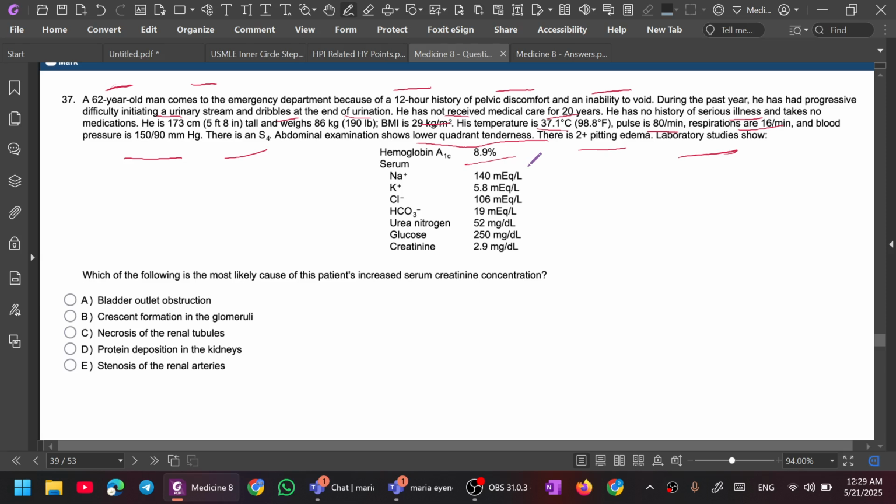HbA1c 8.9%. Serum sodium 140, serum potassium 5.8, high. Chloride is slightly high, bicarbonate is low at 19, BUN high, glucose high, creatinine 2.9, high. Which of the following is most likely the cause of the increased serum creatinine? Why increased serum creatinine? I don't know.